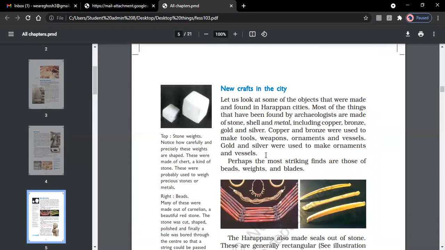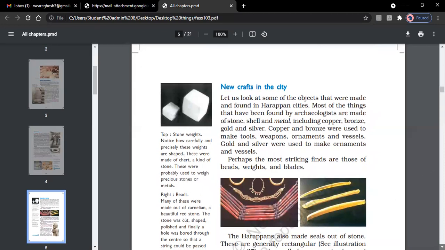So what questions can you get here? What are the uses of copper? You can get questions like what are the uses of metal, or separate questions, such as copper and bronze were used for which purpose, and gold and silver for which purpose. So read this again, carefully. You can get MCQs and very short answer type questions from here.